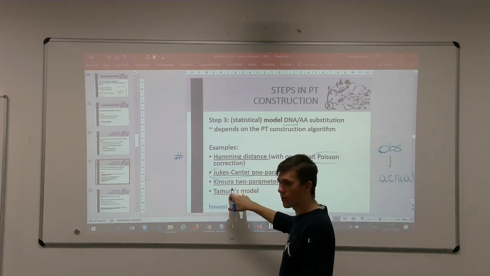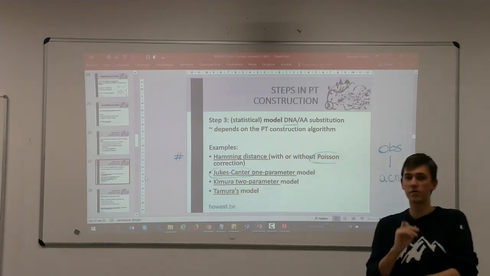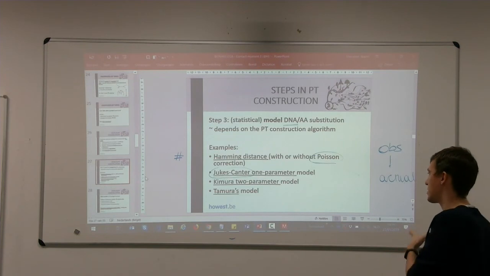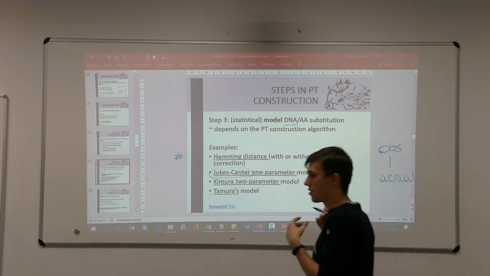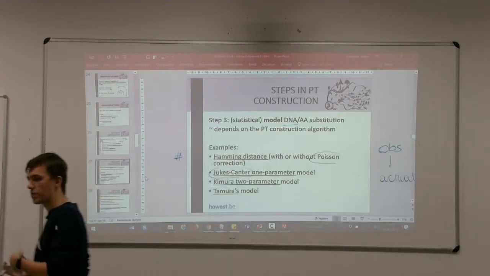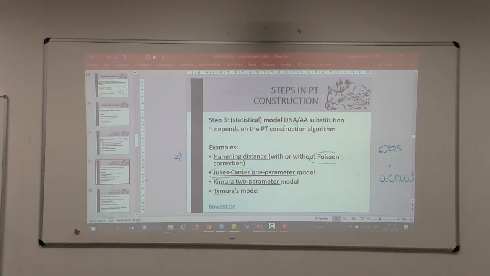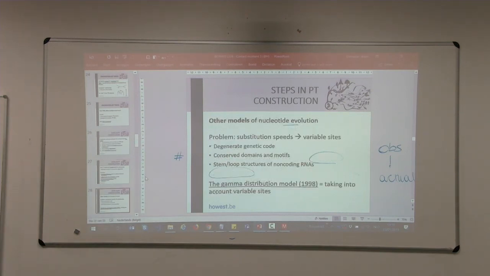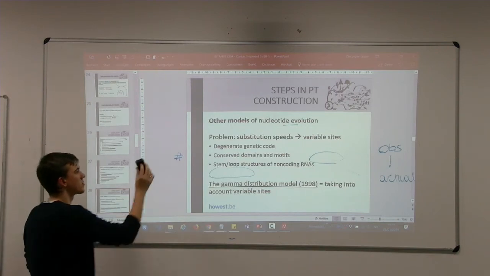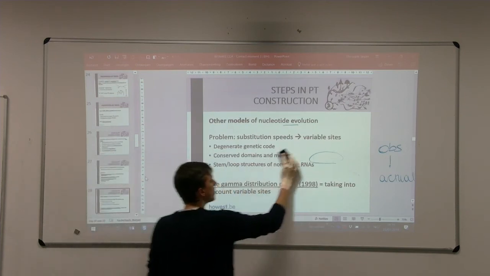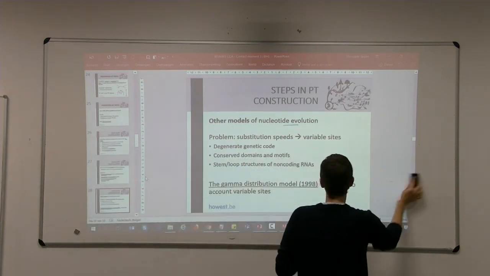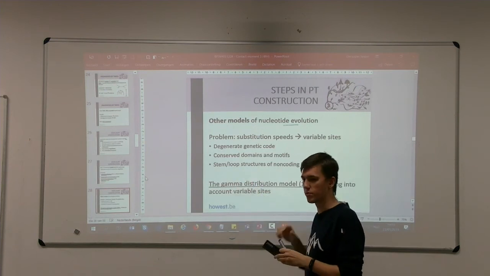And then we have other models, and these take into account, for example, differences between transitions and transversions, the GC content, and so on. I don't explain the other models because of time restrictions, but there is one model that is a little bit more difficult, which is the gamma shape or the gamma distribution model.